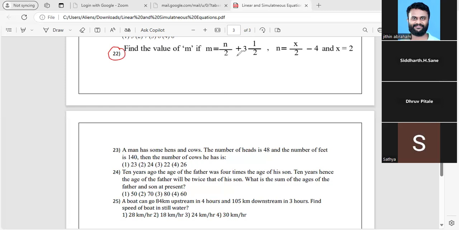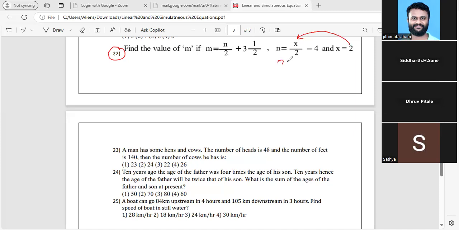Find the value of m in this. So m is equal to n by 2 plus 3 and a half. n is equal to x by 2 minus 4, and x equals this much. This is a pretty straightforward problem. It's not a simultaneous equation. You have x's value, so you can simply substitute this value over here.